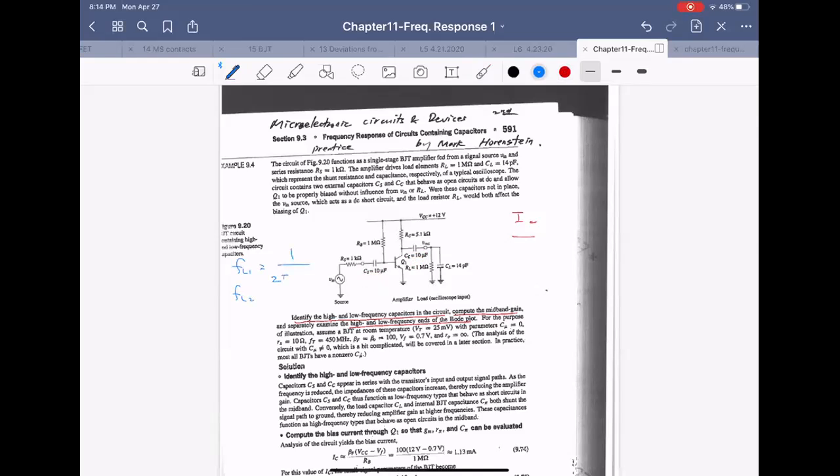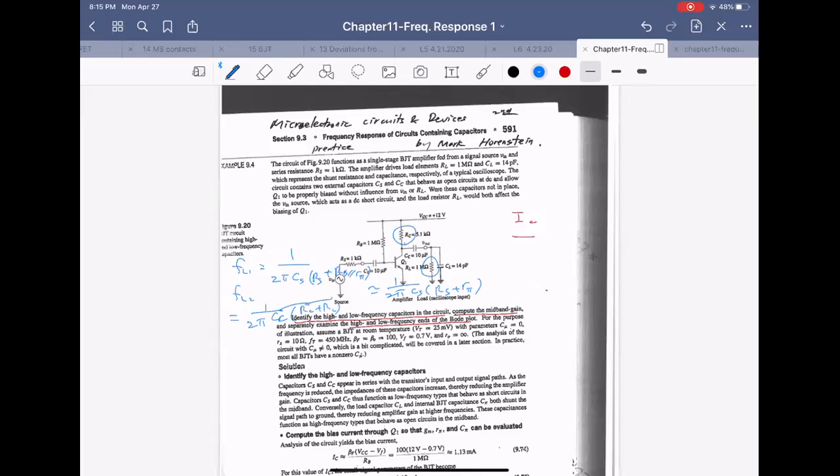And 1 over 2 pi CS. What is the impedance on the left hand side? R sub S. In series, what is on the right hand side? RB, alpha impedance. But RB is so high, so this is 1 over 2 pi CS times RS plus alpha, like that. And FL2, 1 over 2 pi CC, I'm sorry, CC. And what is in series with this one? This way RC, this way RL, RC plus RL.